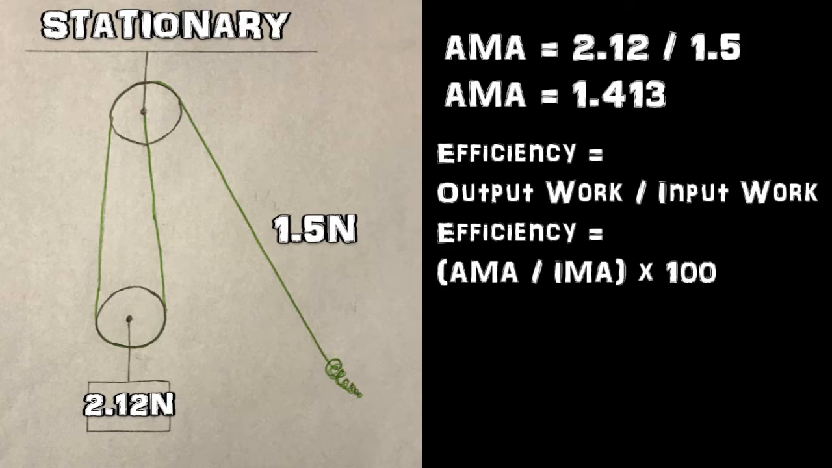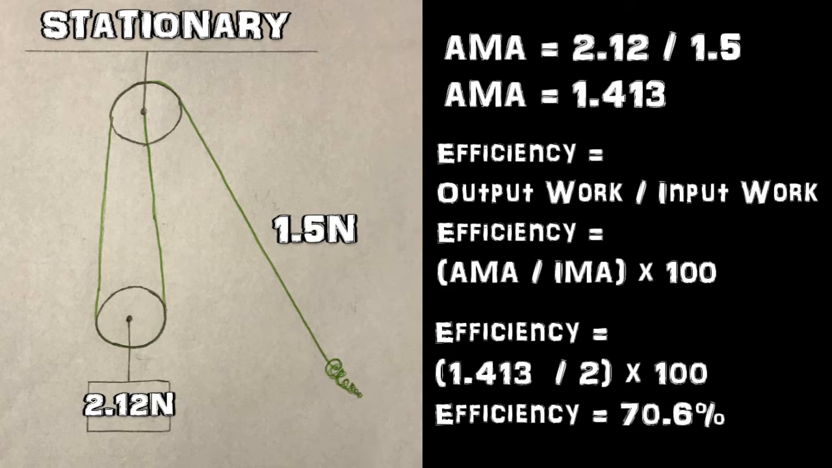Efficiency is the output work divided by the input work. It can also be calculated by dividing the AMA by the IMA and multiplying by 100 to get a percentage. In this system, the AMA, 1.413, is divided by 2, the IMA, to get 0.706, which is then multiplied by 100 to get 70.6%. This means that 29.4% of the energy we use is lost due to friction. If our AMA is equal to our IMA, then we will have no energy lost, or 100% efficiency.